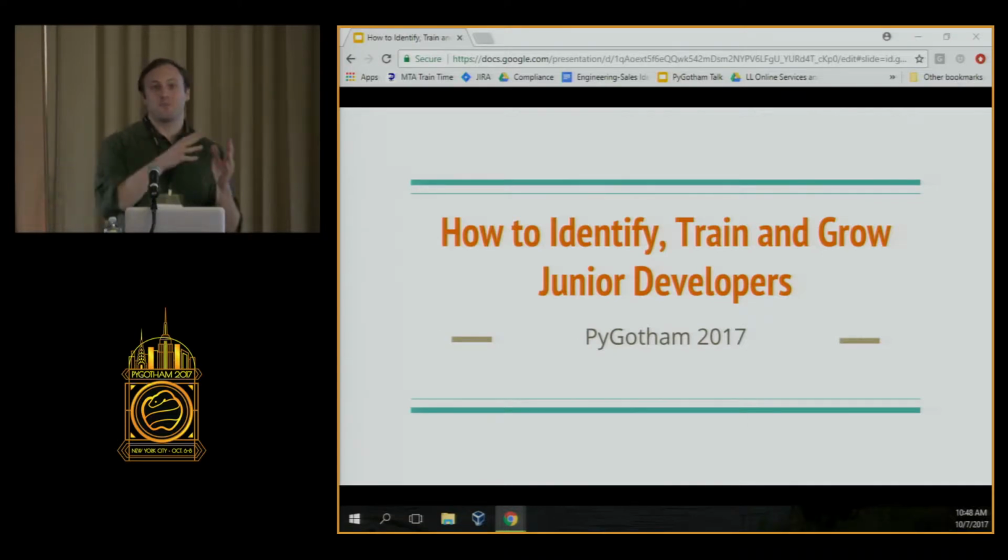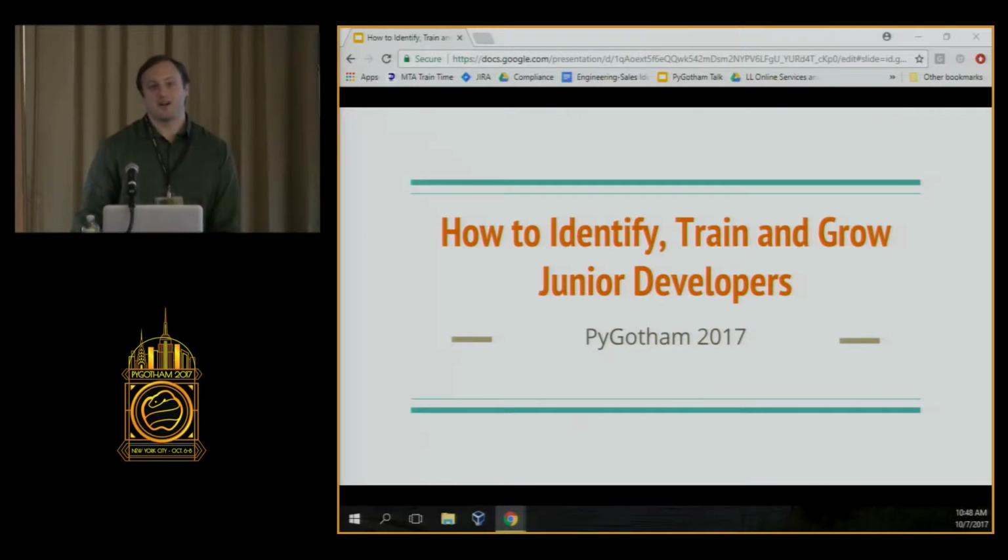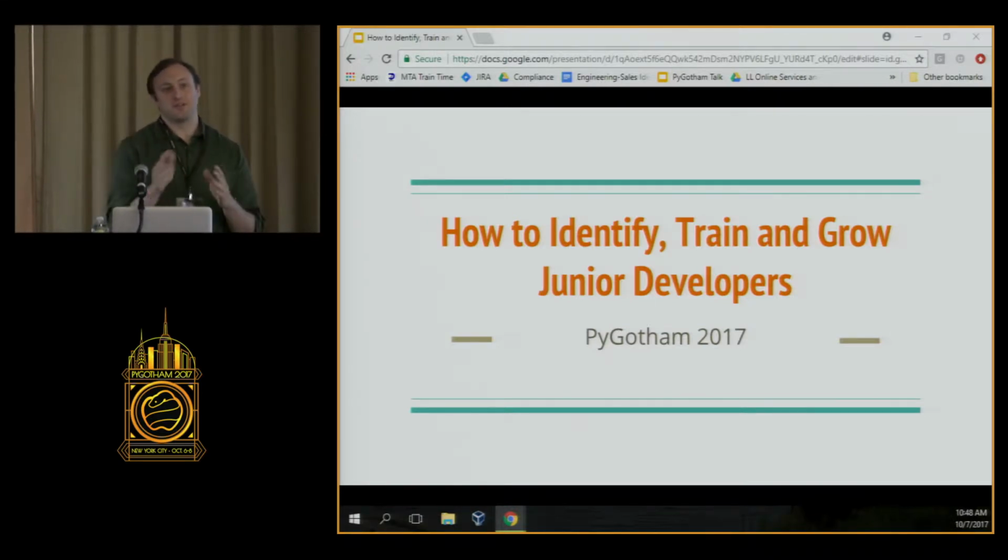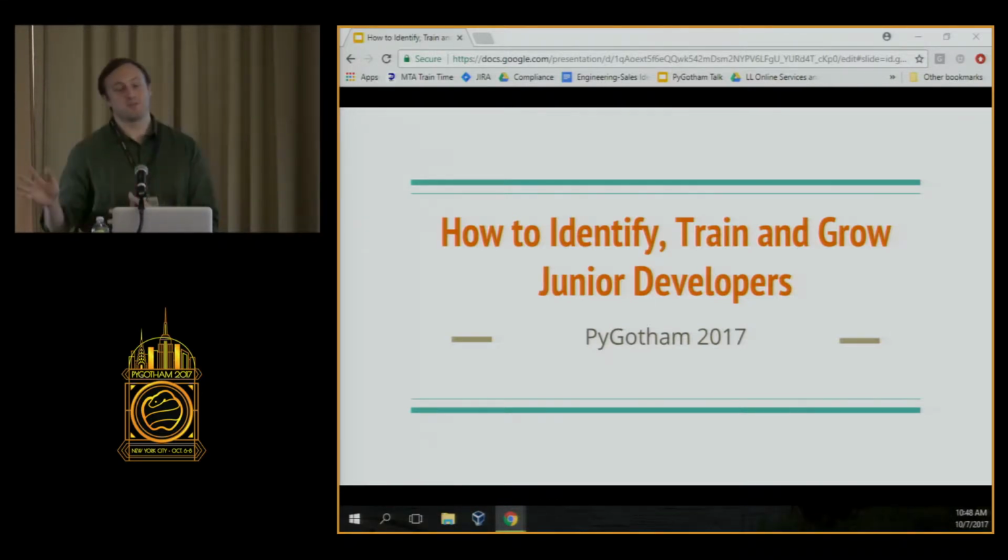So I'm going to go back and forth throughout the talk, intermingling both sides, because it's important that both sides work together in order for a junior developer hire to be successful. So you'll see me going back and forth between the hiring perspective versus the junior developer perspective. So with that, let's begin.